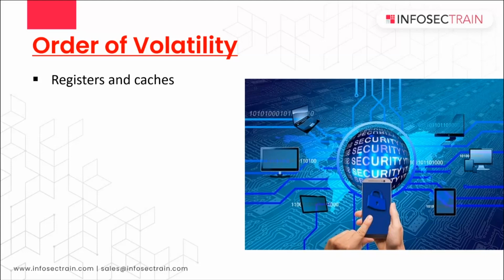For example, suppose in a cyber attack investigation, volatile data from CPU registers and cache memory could be used to find out the source of the attack, such as the IP address of the attacker's machine or the location of the compromised system, right? So for that, it is very important to know registers and caches.